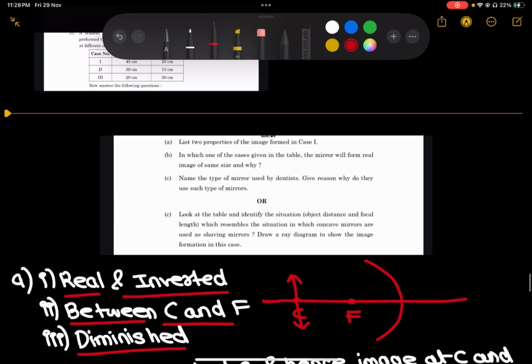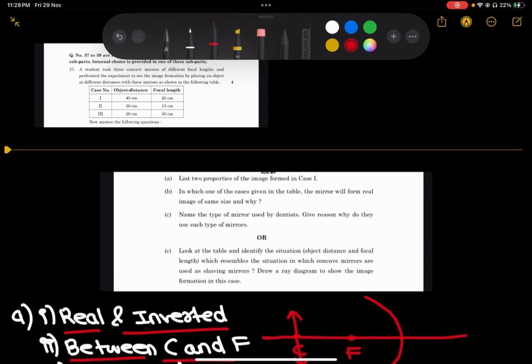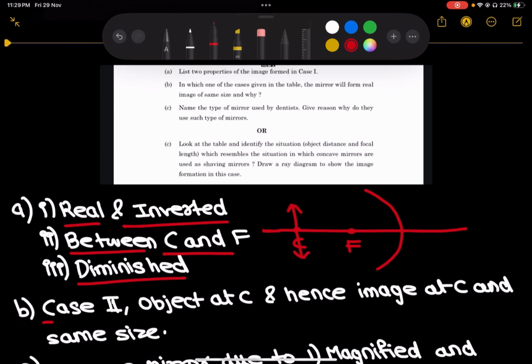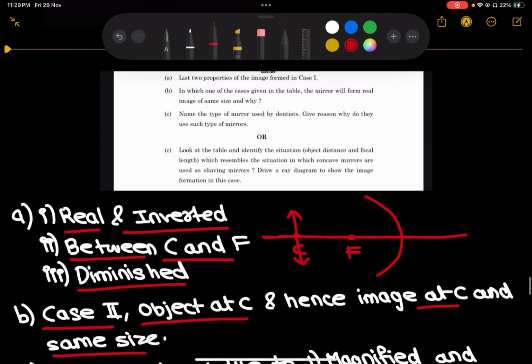Now in the given cases, in which is the object kept at the center of curvature? That you have to check. Basically object distance should be double the focal length. In the second case, if you notice, the focal length is 15 and the object distance is 30 centimeter. Correct? So it is double. That means the object is kept at center of curvature. The image formed will be real and of the same size. So hence the answer will be case 2. The object is at C and hence the image will be at C and it will be of the same size. Correct?